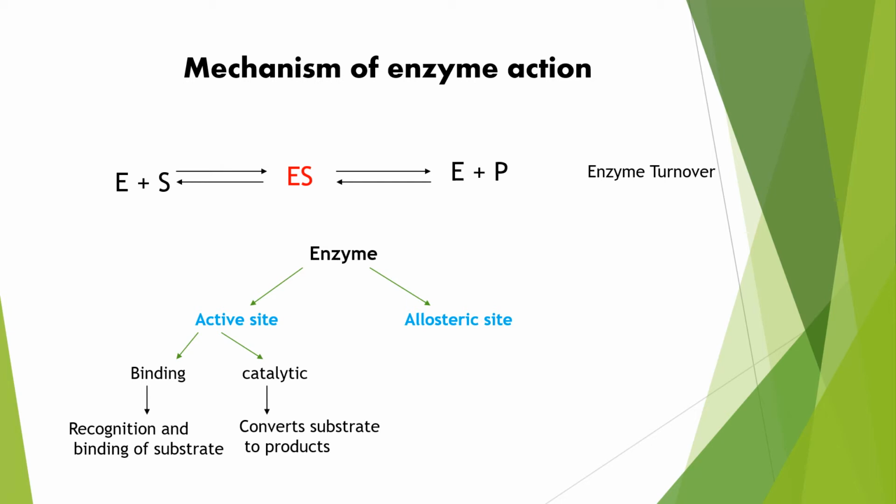This enzyme has two types of sites. One is active site and the other is allosteric site. The active site is that site where the substrate will be attached, and allosteric site is other site than active site. Now active site has two further subsites, the binding site and the catalytic site. Binding site is involved in recognition and binding of the substrate, while the catalytic site has catalysis activity, or we can say that this catalytic site converts the substrate into its products.